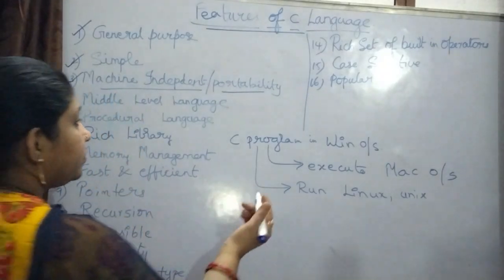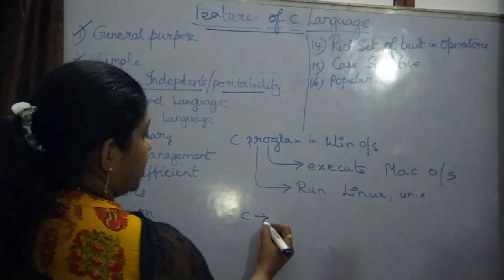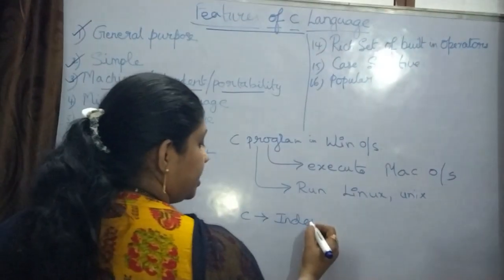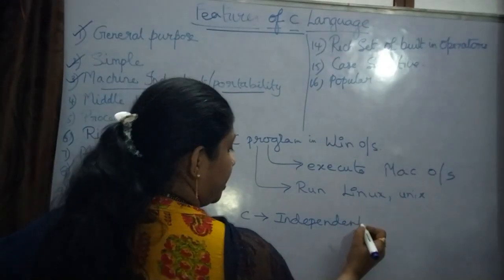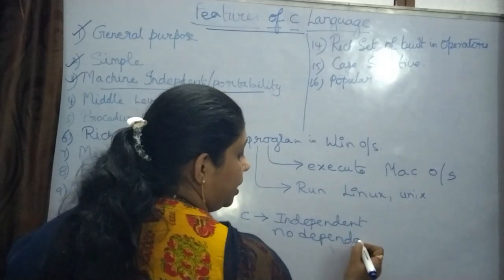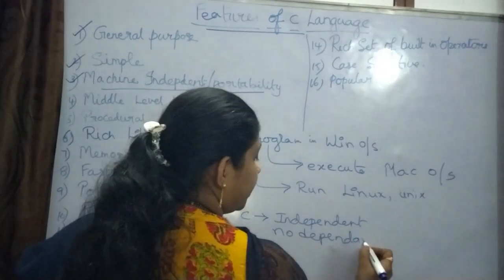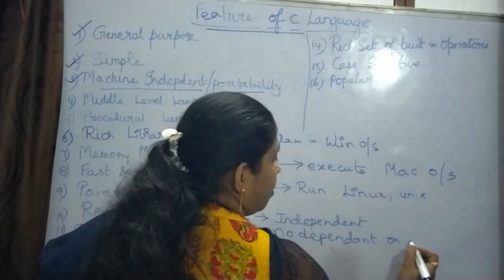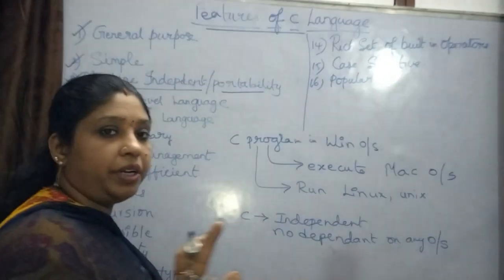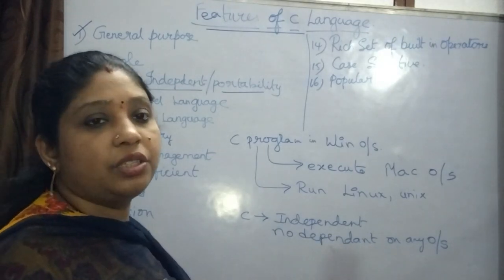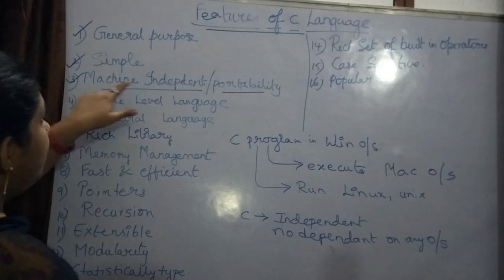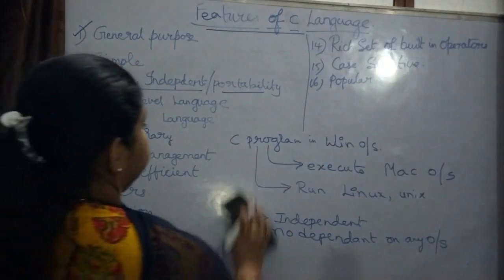Machine independent means it is independent of the machine. That means no dependency. It will not depend on any operating system. It will not run only on one operating system. It can run and execute on different operating systems. So that is called machine independent.